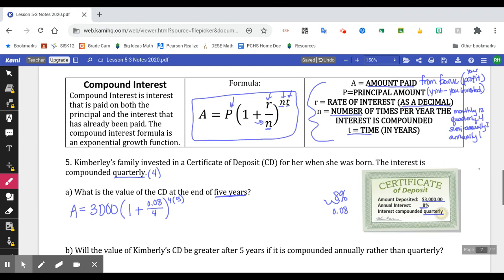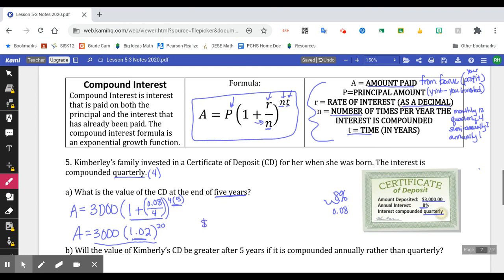I like to simplify this part first inside of here. So I have A equals 3,000. And then if you'll punch in 1 plus, and then parentheses 0.08 divided by 4, we should get 1.02. And then I went ahead and simplified this guy. So 4 times 5 out here is going to give me to the 20th power. And again, this is bigger than 1, so it should see a growth. We're going to type this in from left to right: 3,000 times 1.02 to the 20th power.